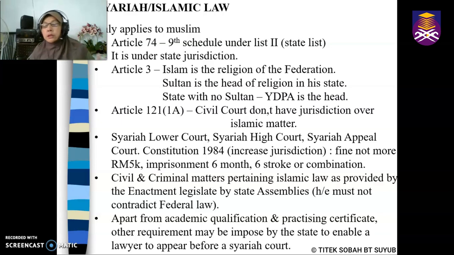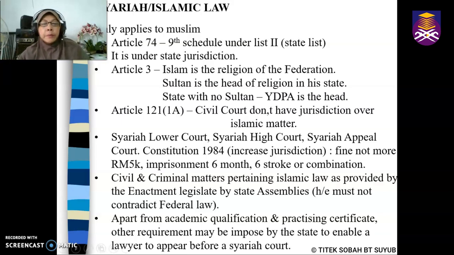And this Sharia court, they have power to hear civil and criminal matters pertaining to Islamic law. So the civil matters pertaining to maybe a claim for custody, for harta pencarian, for muta'a, all these are civil matters. Criminal matters, so let's say a zina, okay, and consuming of alcohol, all these are criminal matters. So that's why you can see that the sentences is different from one state and another state. Because why? Because this is a state matter, okay.